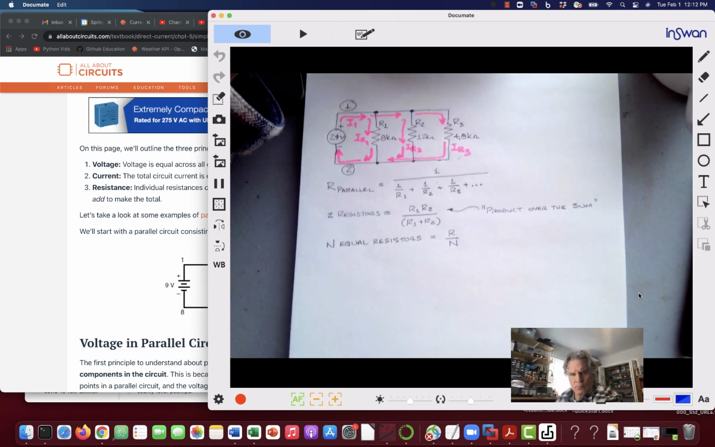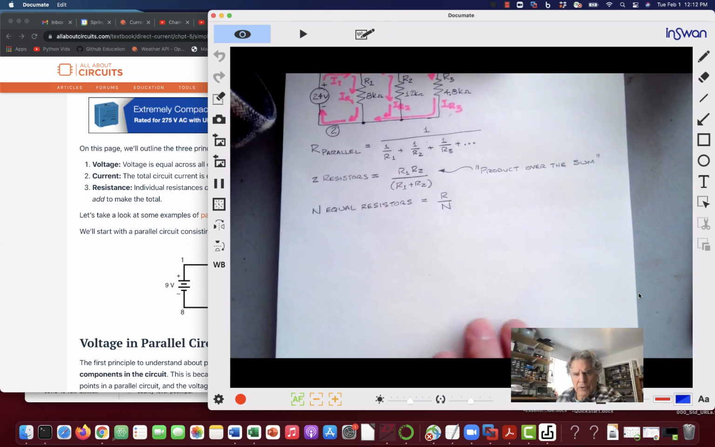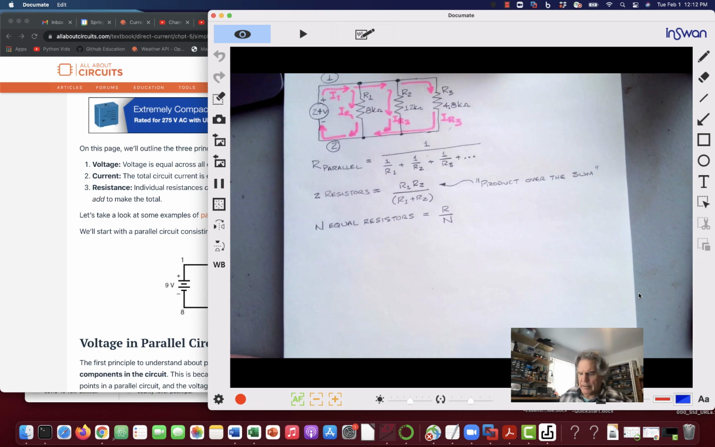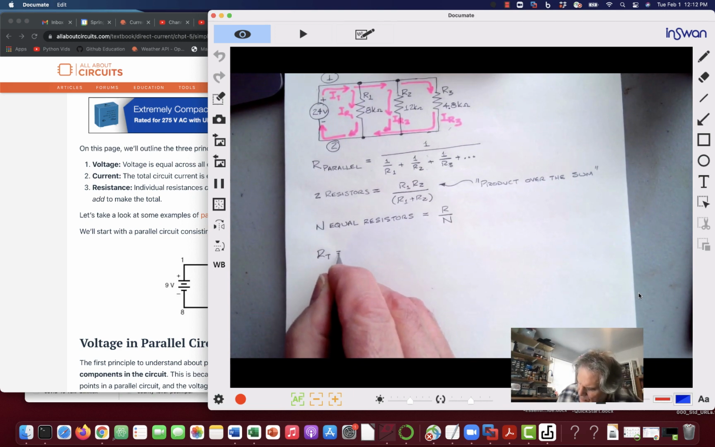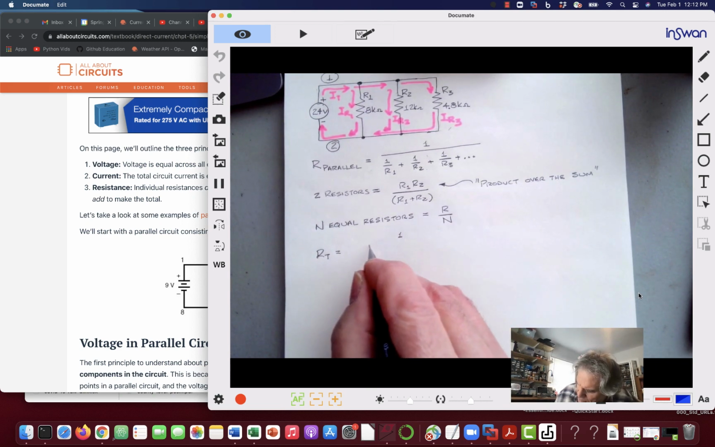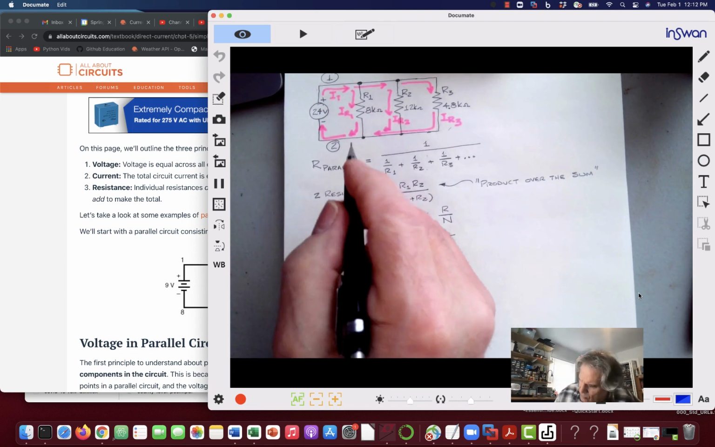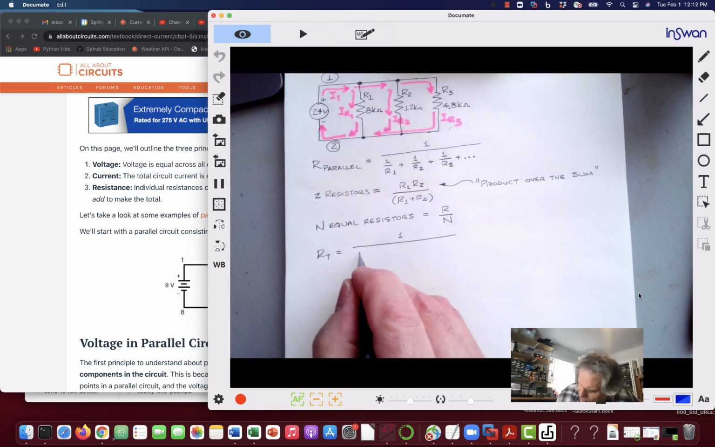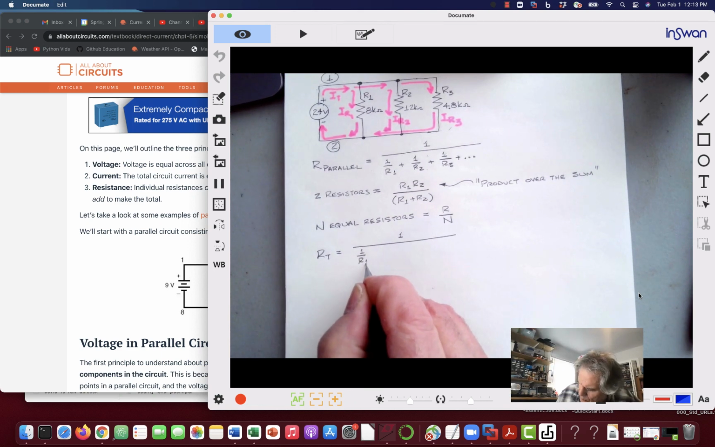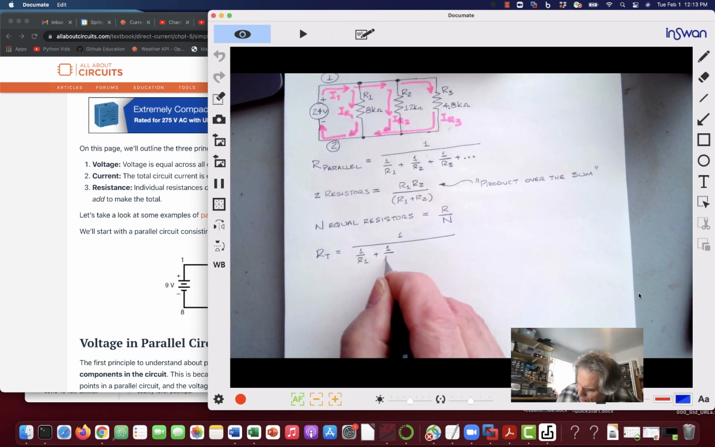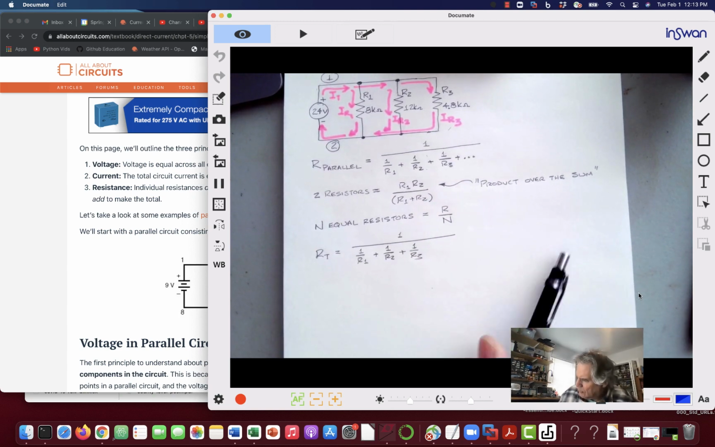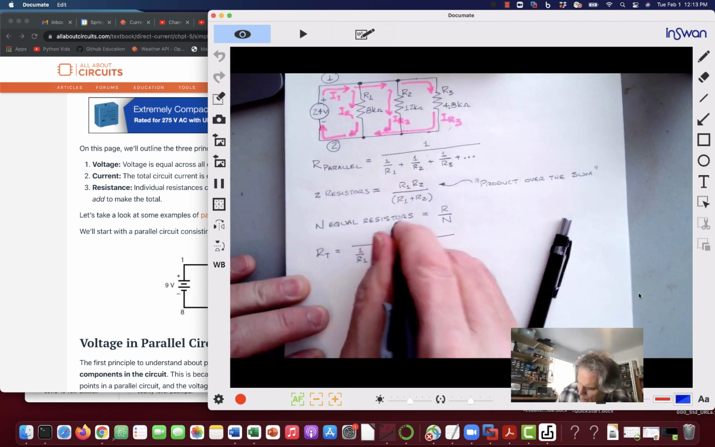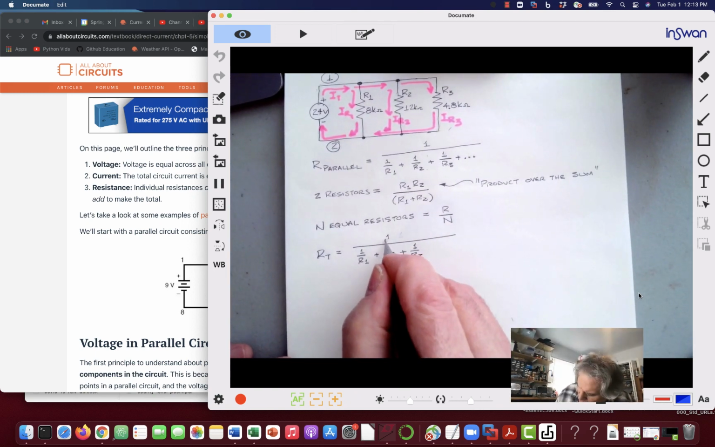Let's move down here a little bit and let's solve our circuit. So if we want the total resistance in our circuit, our total is going to be equal to 1 over R1 plus 1 over R2 plus 1 over R3. And you know what? I think we can shorten that a little bit. Save ourselves some room here.